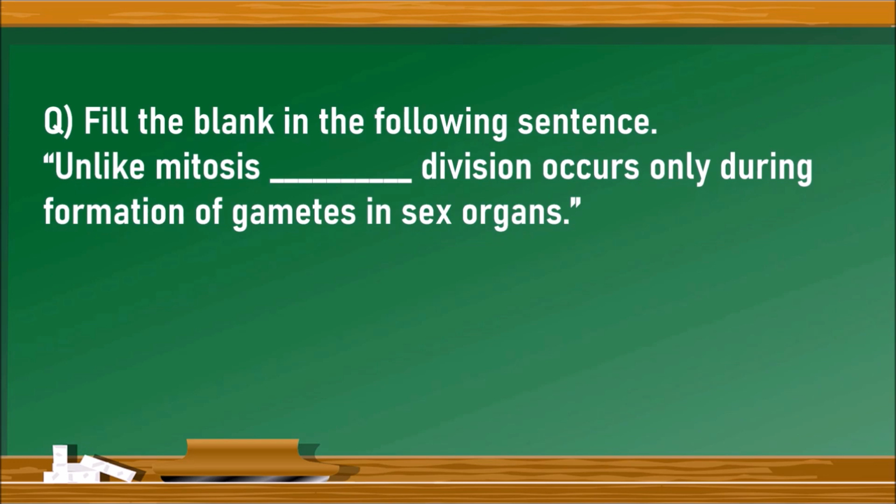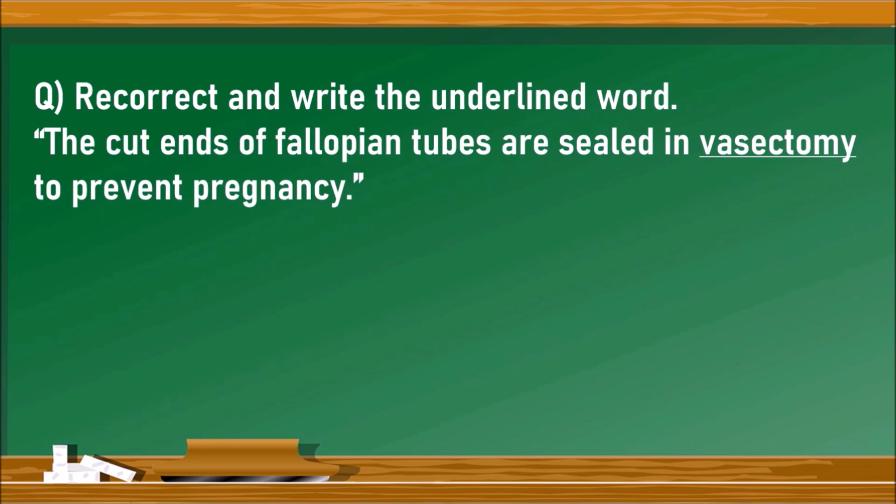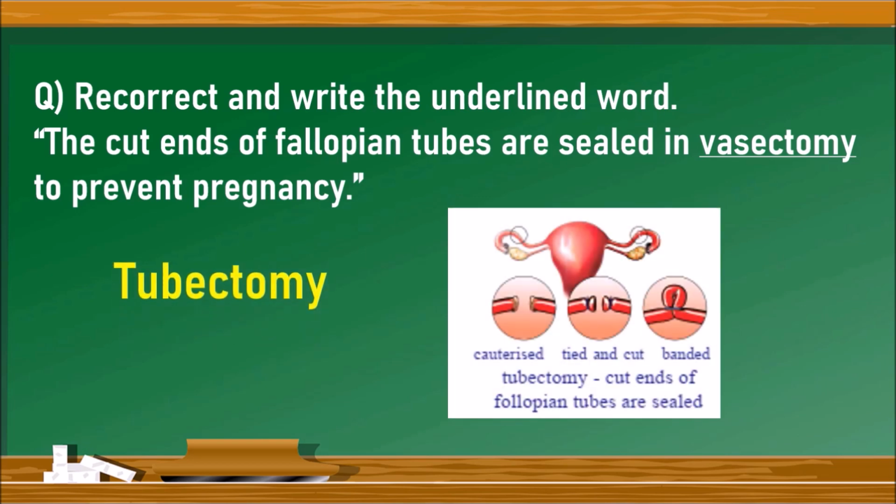Next question. Fill the blank in the following sentence. Unlike mitosis, dash division occurs only during formation of gametes in sex organs. During the formation of gametes in sex organs, the meiosis division takes place. Next question. Correct and write the underlined word. The cut ends of fallopian tubes are sealed in vasectomy to prevent pregnancy. This operation is known as tubectomy, not vasectomy.